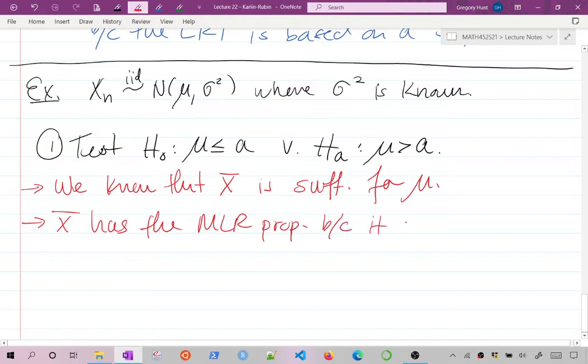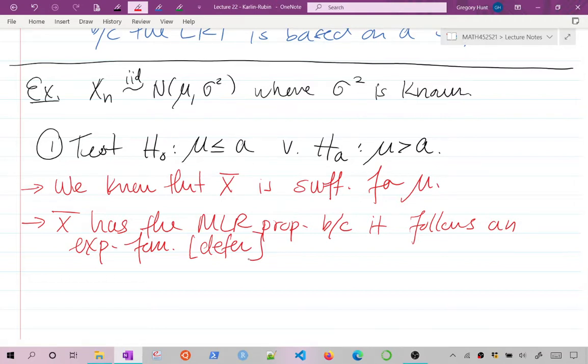because it follows an exponential family. And so not surprisingly, exponential families typically are going to have the MLR property. We'll talk about exactly, we'll defer this for a second. But because x bar is sufficient, I'm going to claim in a second that x bar has the MLR property. So recall that the MLR property is a function of the sufficient statistic, not about the underlying x sub n's. It's about the sufficient statistic.